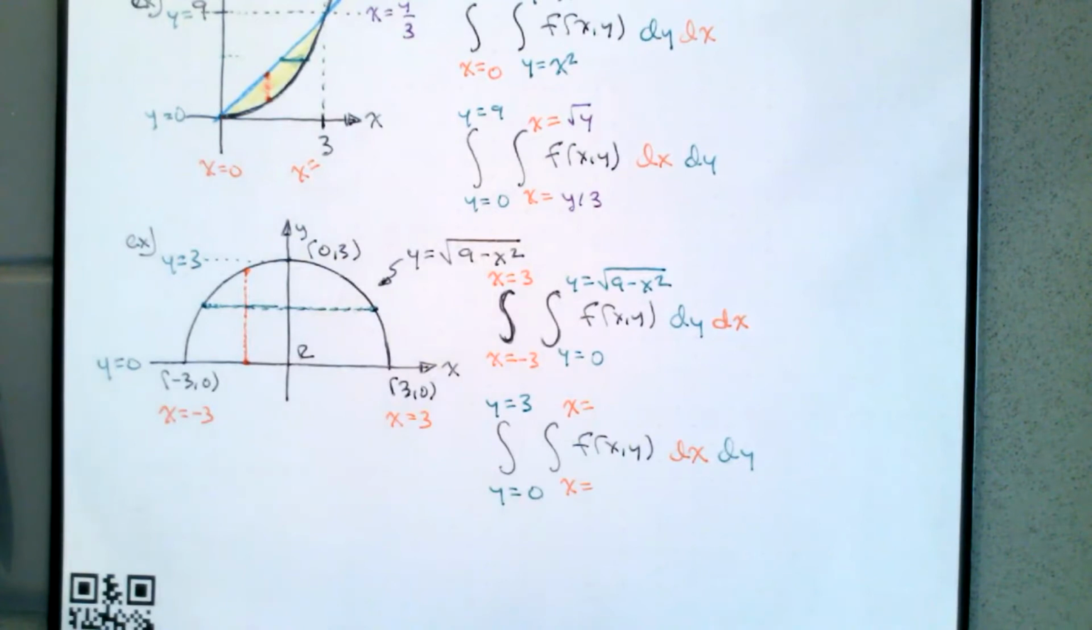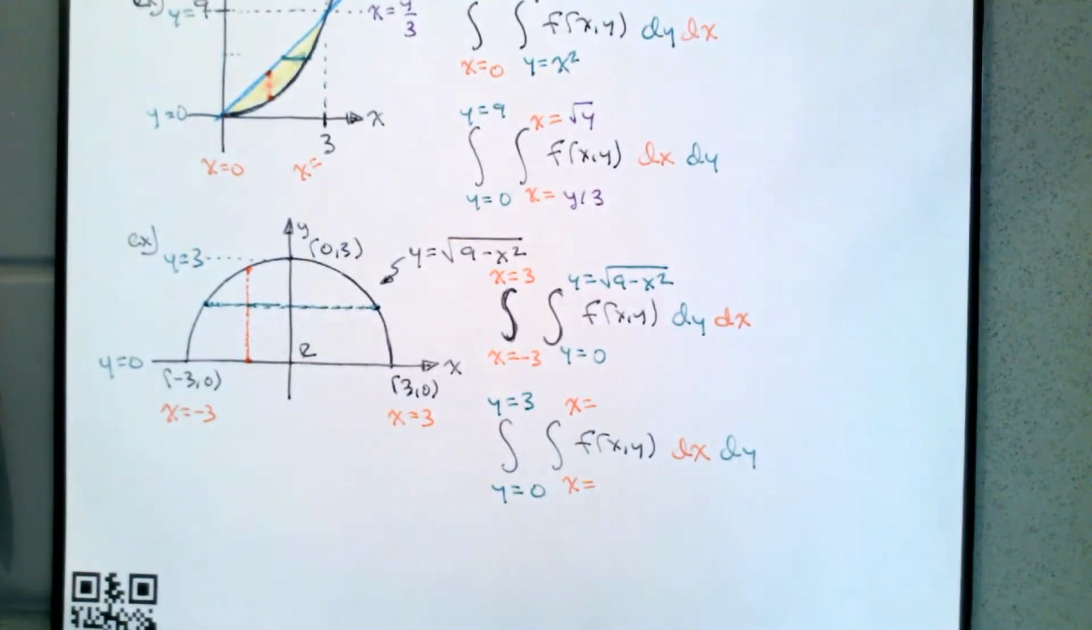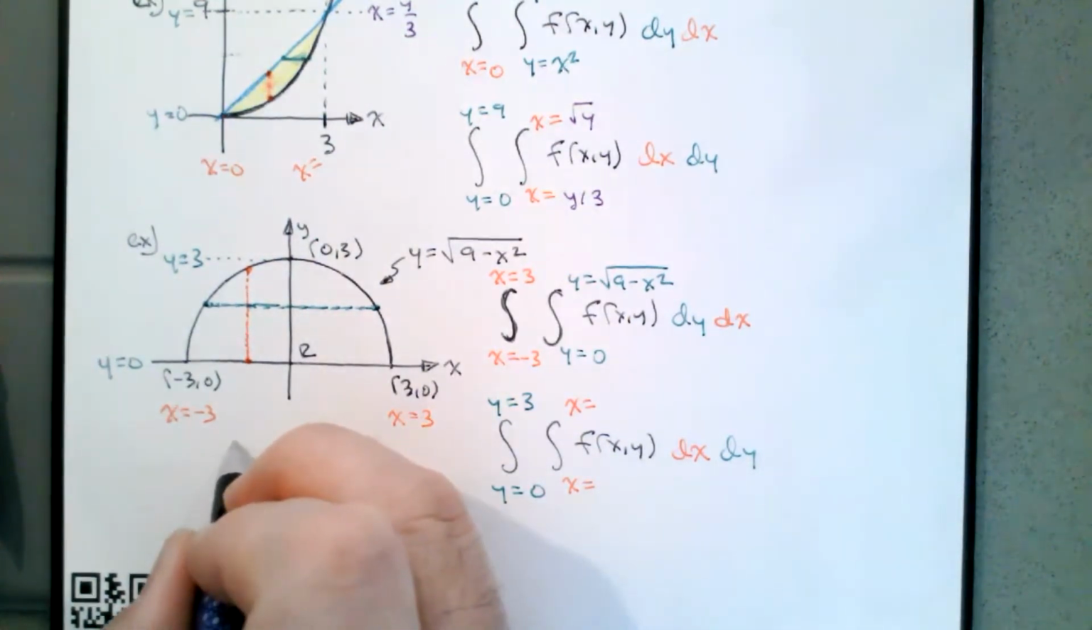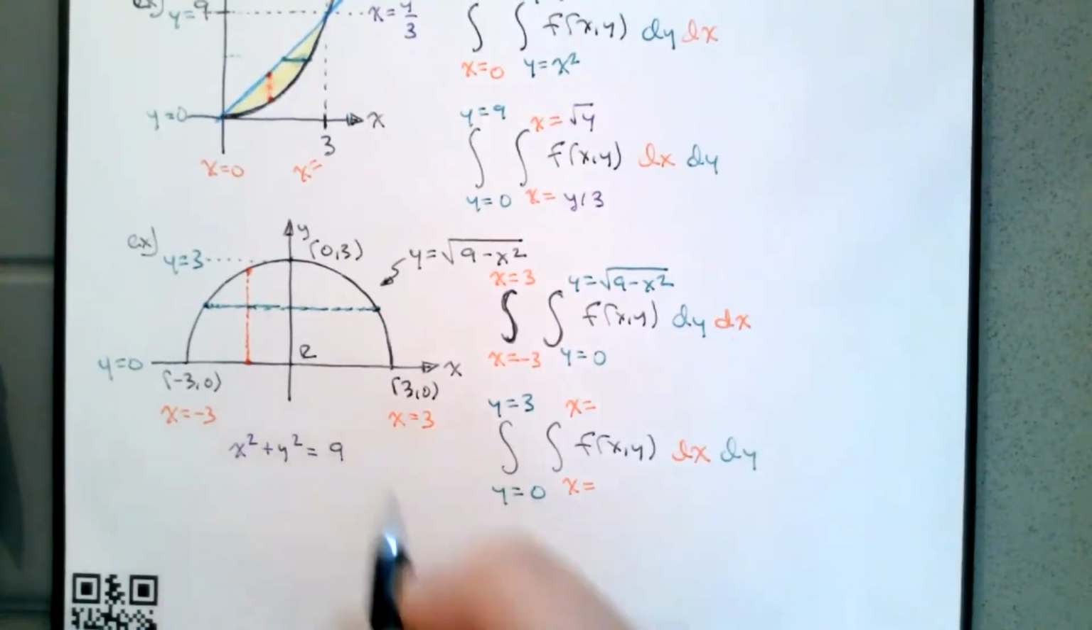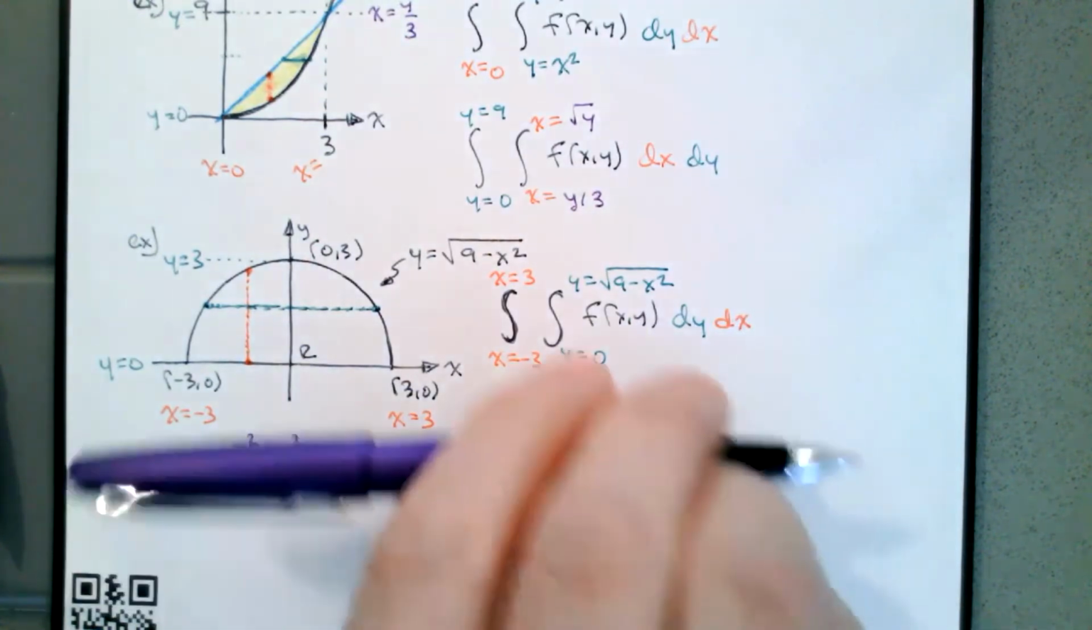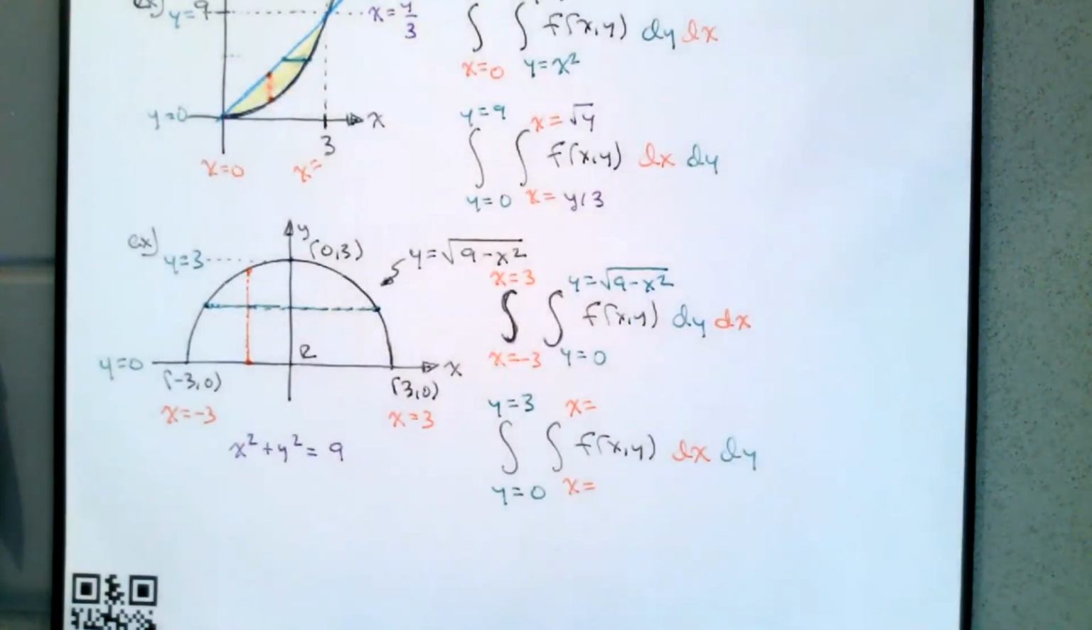In this case, y is equal to the square root of 9 minus x squared. So this comes from the circle x squared plus y squared is equal to 9. In this case, we only have positive y values. That's why when we solve this equation for y, we just care about the positive y values, because we're in the first and second quadrants.